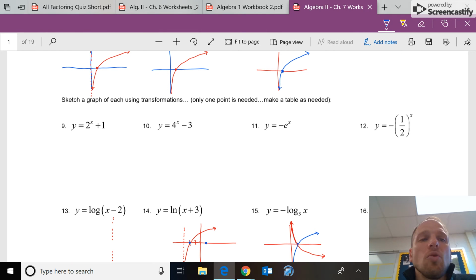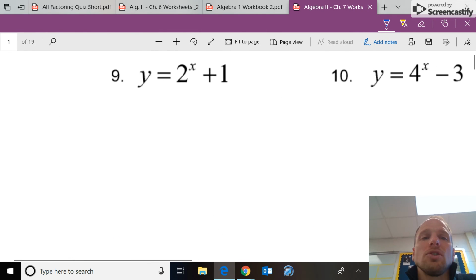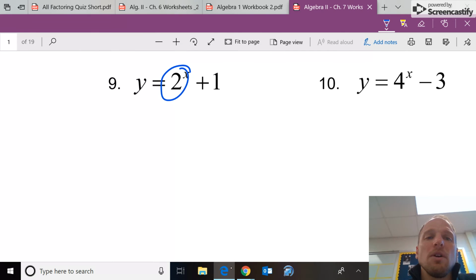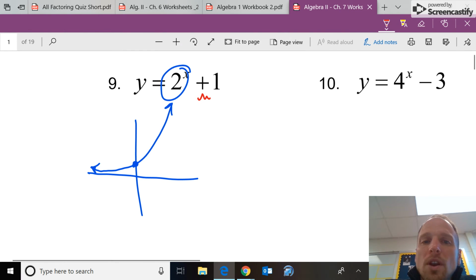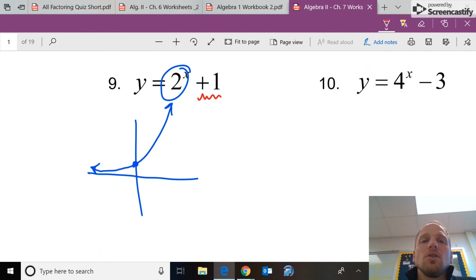Okay, sketch a graph of each using transformations. Well, okay, so let's look at this parent function. So remember what the parent function looks like. This is exponential, so it's going to look like that going through the point 0, 1. Okay, but now we've done transformations before. We know what this does out here. That is going to scoot it up 1. It's a vertical transformation, a vertical translation going up 1. So our new graph is going to be the exact same thing, and it's going to go up 1.